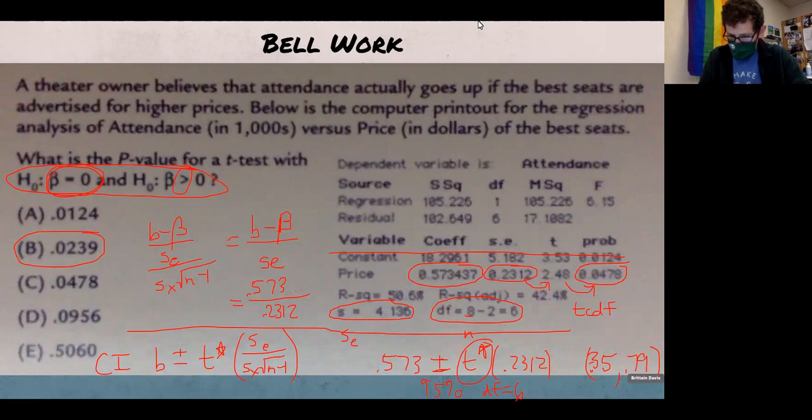So somewhere between, I'm making this up, okay? But somewhere between 350 and 790 people more are going to show up if we increase the price by $1. And I'm getting the 350 versus 790 because these numbers are in thousands. Does that make sense? Yeah, right.